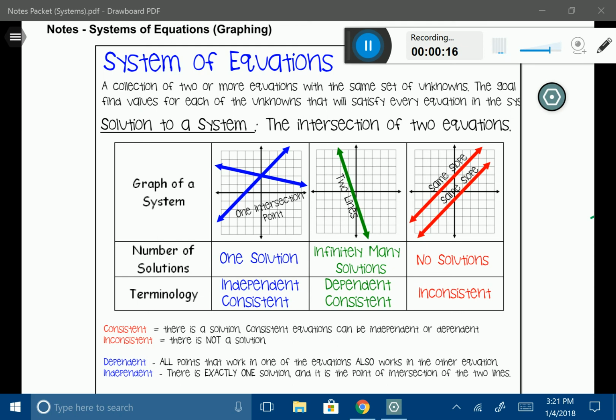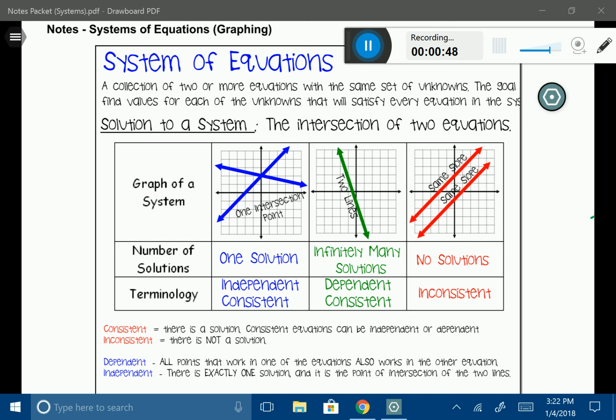It is a collection of two or more equations with the same set of unknowns. And the goal is to find out what the values are for each of those unknowns. And by figuring them out, we'll be able to figure out that each unknown will satisfy each and every one of the equations in the system. So, during this unit, we're going to focus on systems of equations with two equations, and we're actually going to touch on just a little bit systems of equations with three.